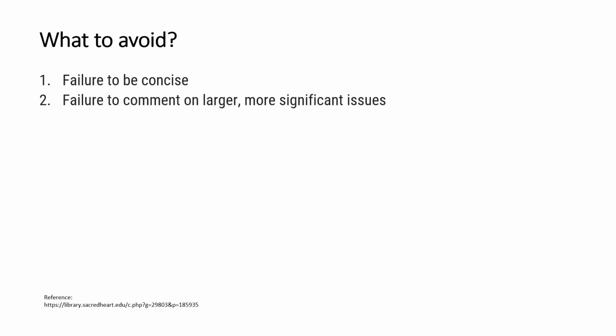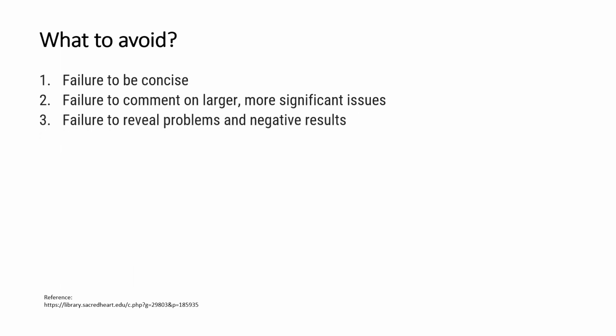Second is failure to comment on larger or more significant issues. Take note, in the introduction, your task was to move from general, which is the field of your study, to specific, which is your research problem. However, in the conclusion, your task is to move from specific, which is your research problem, back to the general or the field, showing how your research contributes new understanding or fills an important research gap in the literature. So in other words, the conclusion is where you place your research within a larger context.